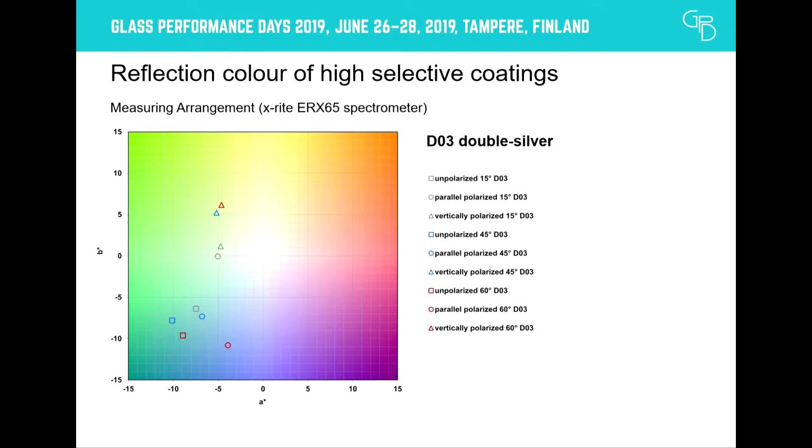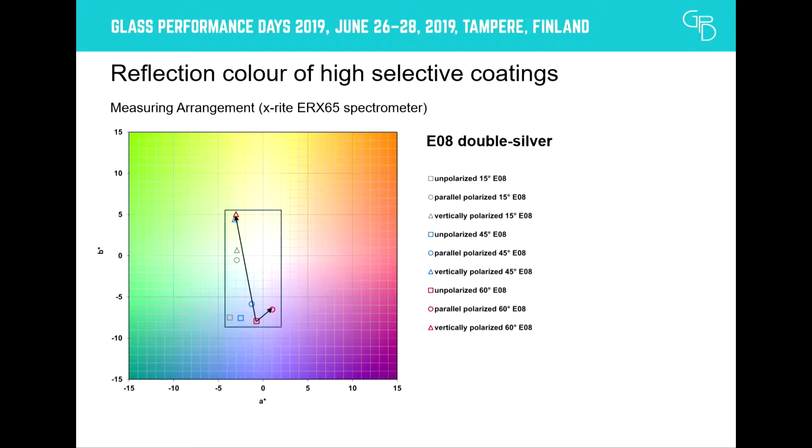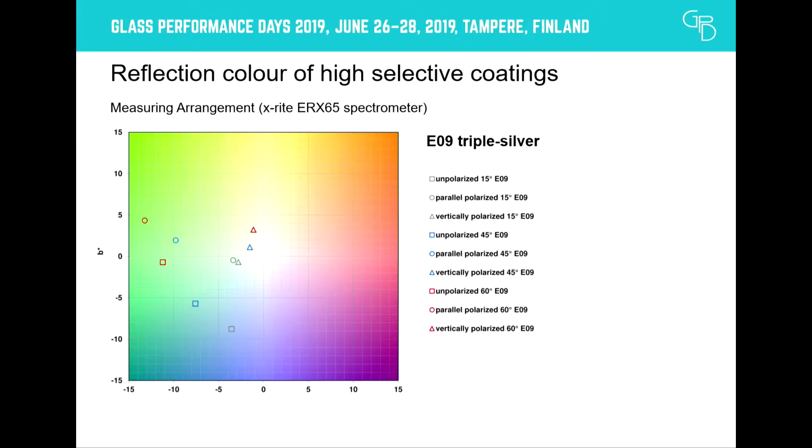We use different coatings. Again, a double silver coating to show the differences. Another double silver coating. And the square seems reasonably small. And then we go to triple silver coatings.